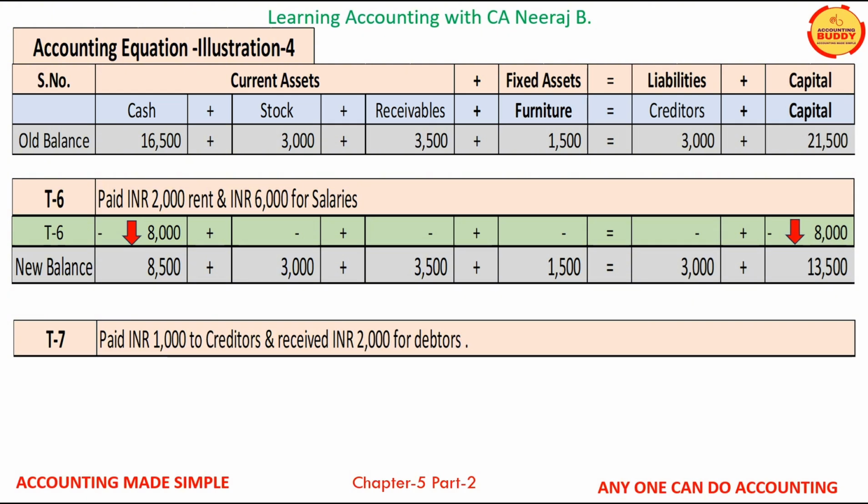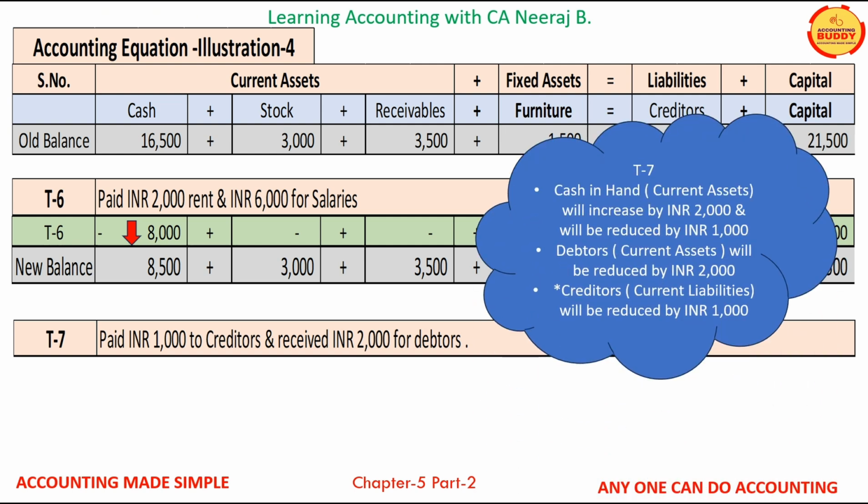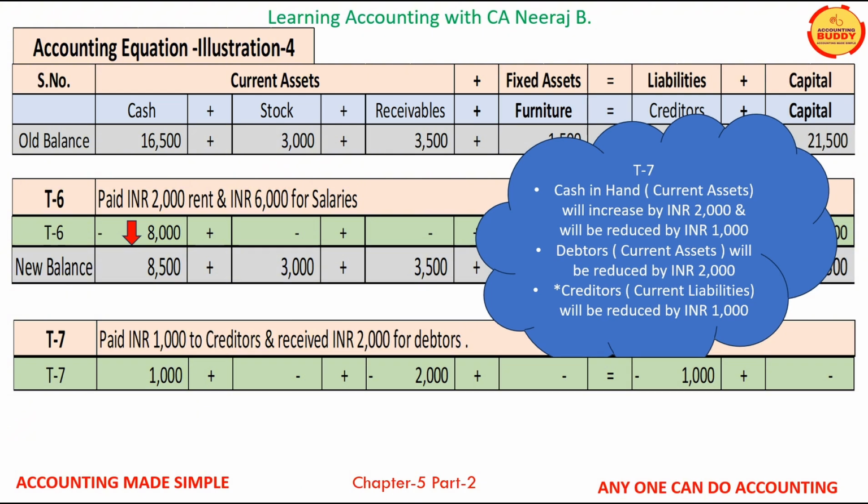Transaction T7 on your screens is INR 1,000 paid to creditors and INR 2,000 received from the debtors. If we analyze this transaction, three accounts are affected. Number one, creditors, number two, debtors, and number three is cash. Debtors and cash are assets while the creditors are liabilities. Net increase in cash will be 1,000 because 2,000 cash is received from the debtors and at the same time 1,000 is paid to the creditors.